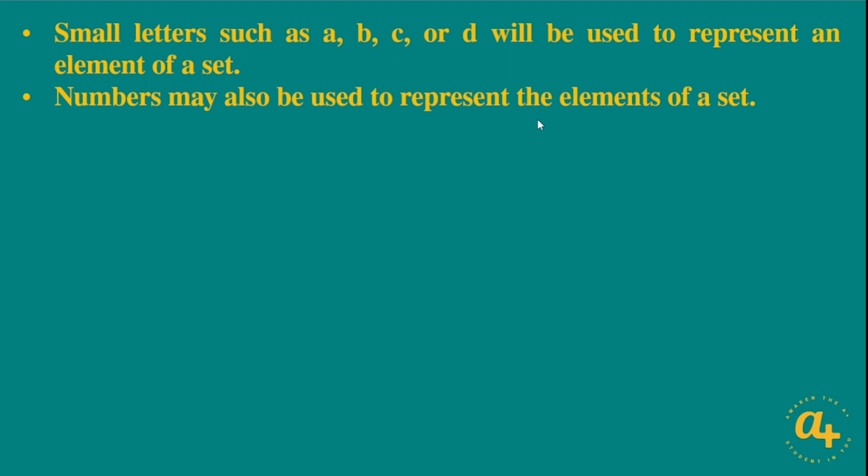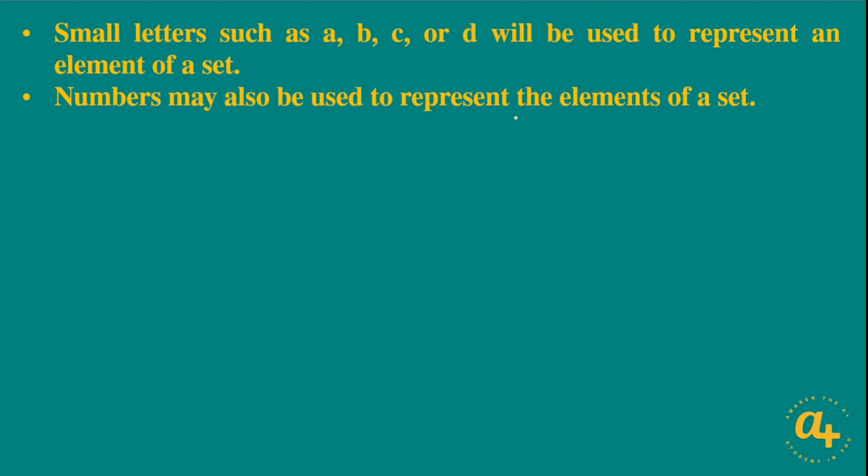So small letters such as A, B, C, or D will be used to represent an element of a set. Remember what an element of a set is? An element of a set is basically just a member of a set. So remember that in our previous video we said that a set is a collection of objects, and these objects can be referred to as elements or members of a set.